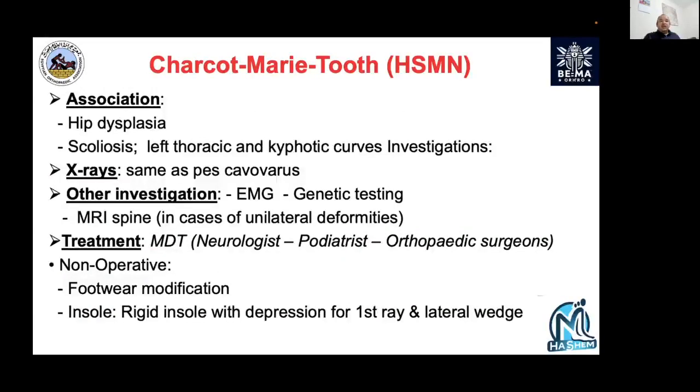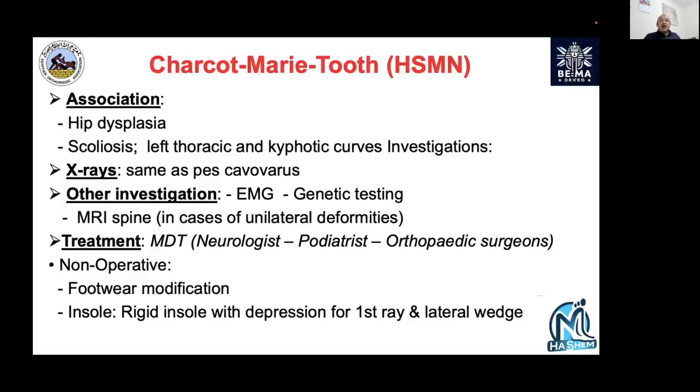Charcot-Marie-Tooth has a common association as a neurological problem with hip dysplasia, because for a normal hip to develop, it has to have a normal muscle action around it. Because the muscles are imbalanced, hip dysplasia is a very common association with Charcot-Marie-Tooth. And for the same cause you can have an aggressive, severe muscular scoliosis, which mostly will be a left curve, which is an atypical curve, and will be a thoracic curve and maybe kyphotic.